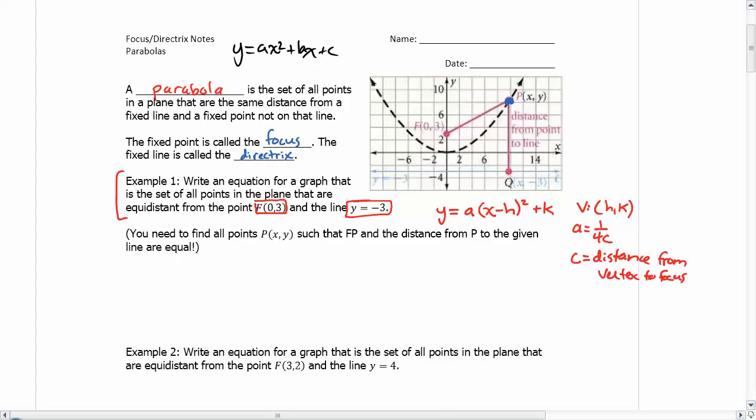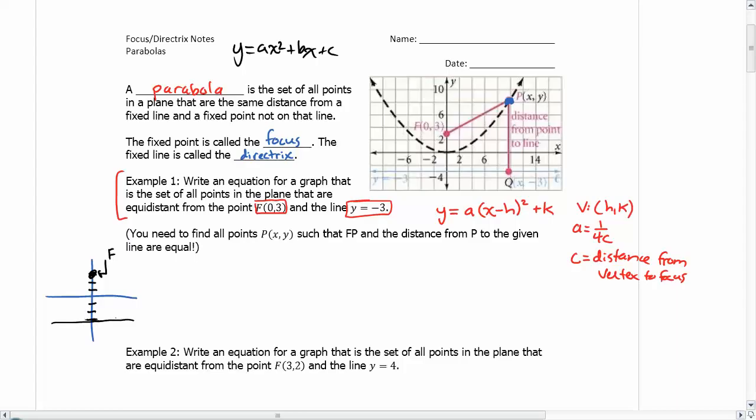Great. A lot of background information there. Let's see what this one would look like. Again, use graph paper if you have it. Draw an axis, and let's look at what we have. We have a focus at (0,3), so x equals 0, y equals 3. That is the focus. The directrix is going to be your horizontal line, y equals -3.